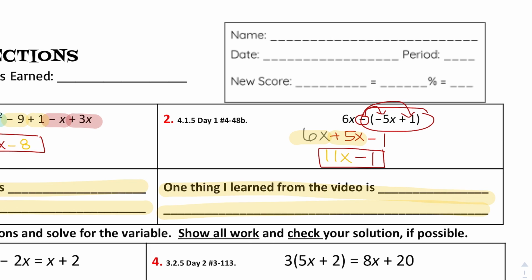So if you said something along the lines of, one thing I learned from the video is, I learned to distribute the negative 2, negative 5x plus 1 before I combine like terms, then I would know what mistake you made. And you know that you wouldn't make that mistake again of forgetting that negative and distributing it. So make sure that you are stating, in light of your mistake, what you have learned.